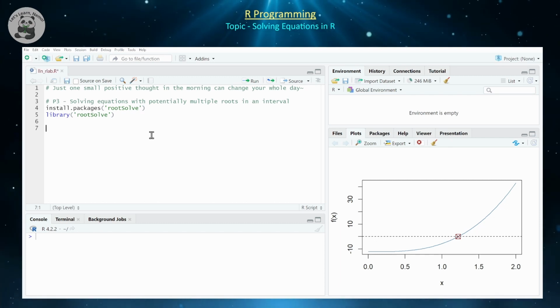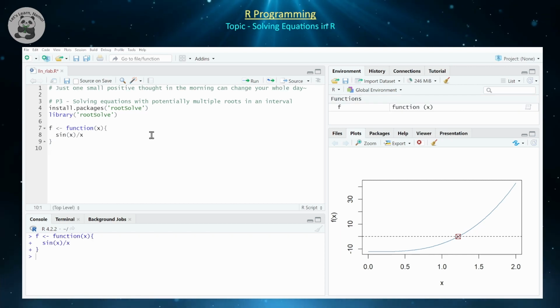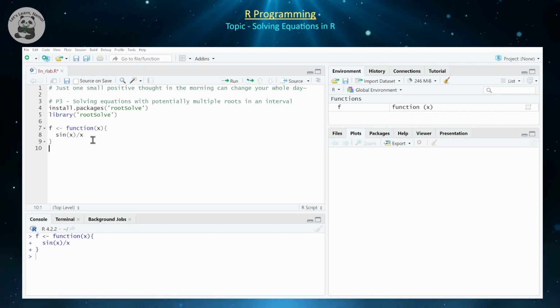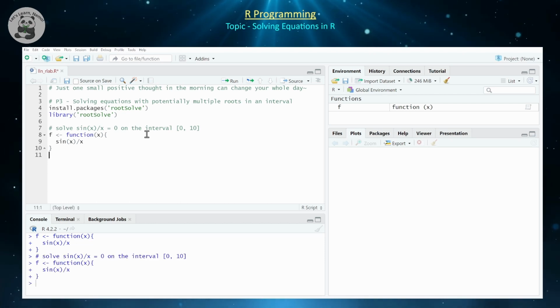All right, so again, I'm going to define some function f, and f is going to be, again, a function of x, and the function of x this time is going to be sine x over x. Let's assume that we want to solve this on an interval. Let's solve sine x over x equals 0 on the interval, for example, 0 to 10. So how many solutions does this equation have? I don't know, but we're about to find out.